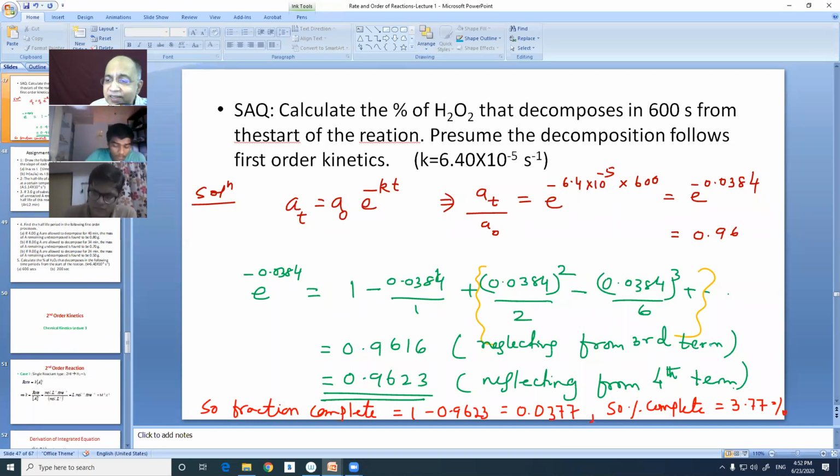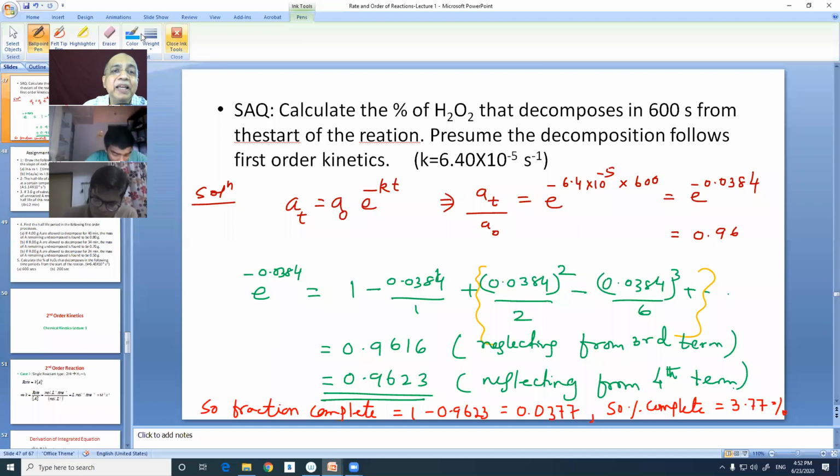Exactly, it's 0.9623, taking three terms. But sometimes if you don't have time, you take only two terms. Neglect even the third term if you do not have time. In many MCQs, often even neglecting the second term, you can get the correct answer because there is no such choice existing to make you confused between neglecting the second term, third term, or neglecting the fourth term.